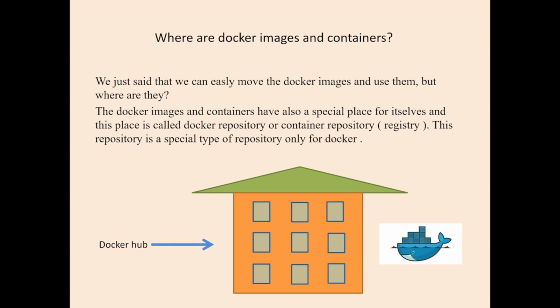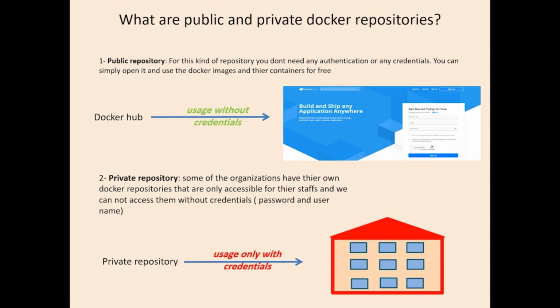We also have two types of repositories. One of them is public and the other is private. We will say what the differences are. So in this slide, it is enough that you know Docker images have a repository, and this repository is a special type of repository, only for Docker and Docker images. Here I have typed Docker Hub. We talk about that. I go to the next slide, and here we compare public and private repositories with each other.